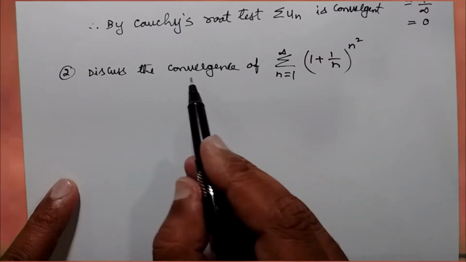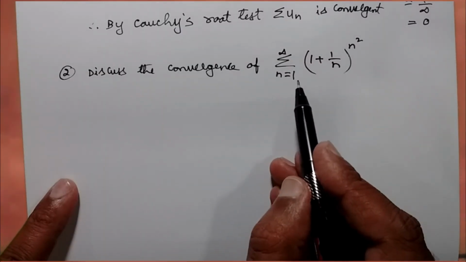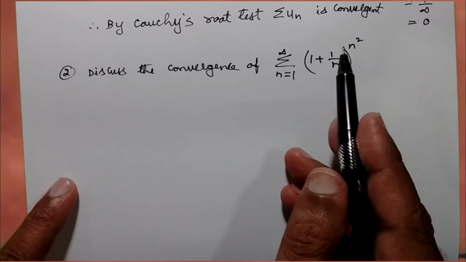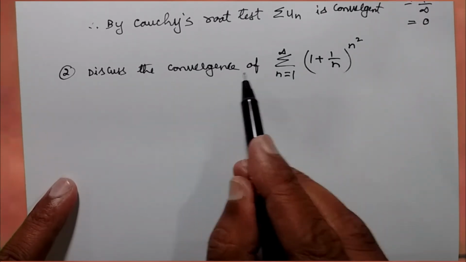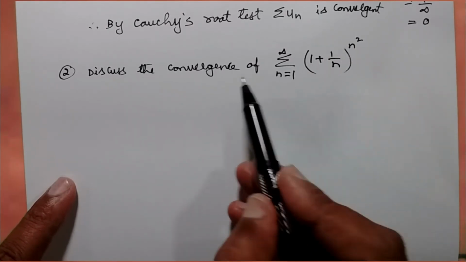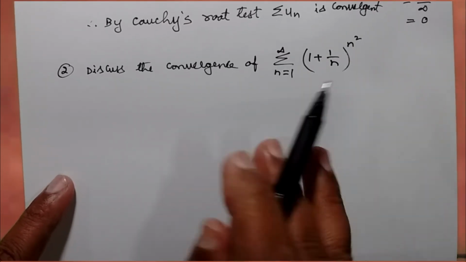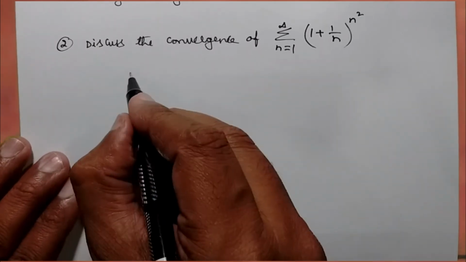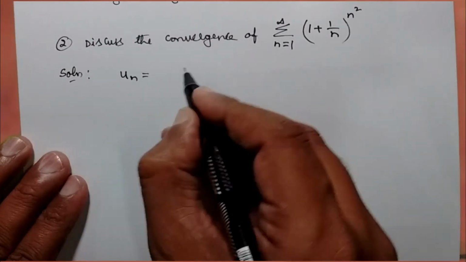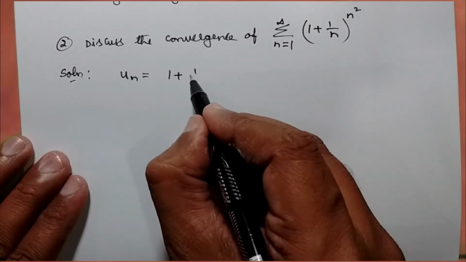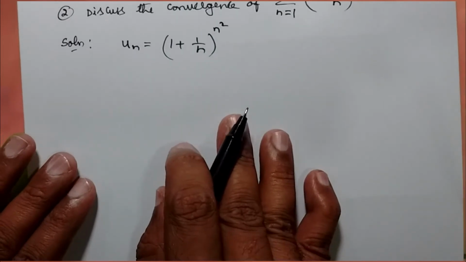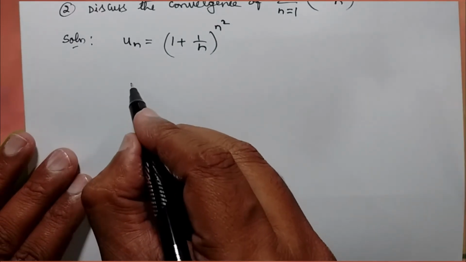So next question is, discuss the convergence of summation n equals 1 to infinity 1 plus 1 by n to the power of n square. He has mentioned discuss the convergence. So the given series may be convergent or may be divergent. We have to just check whether it is convergent or not. So given the value of un, un value is nothing but 1 plus 1 by n to the power of n square. So once you have got the value of un, what has to be done?